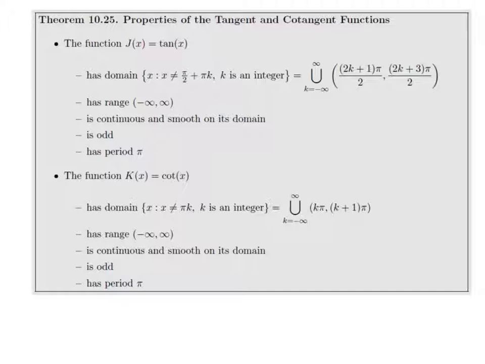The cotangent function has the domain all real numbers except where sine equals 0, which are all of the k-pi's. Those are your vertical asymptotes. All real number range, continuous and smooth. It's also odd, and the period's also pi. The cotangent, because it's divided by sine, shares the same asymptotes as the cosecant that's divided by sine.